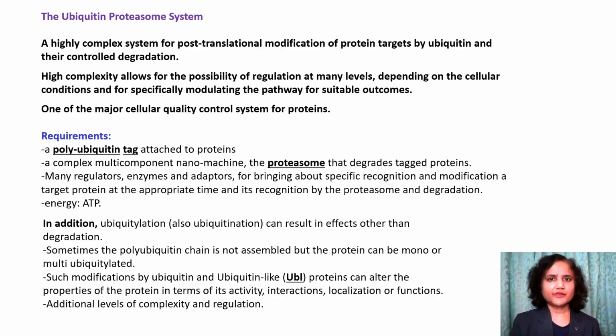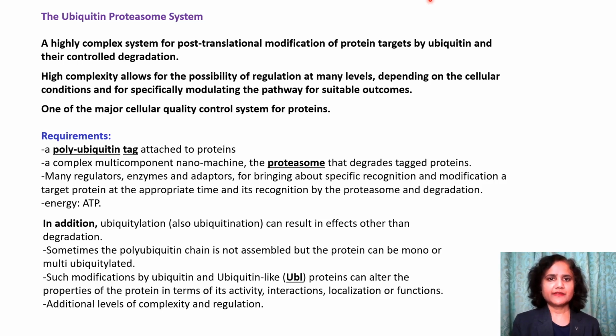The ubiquitin proteasome system is a highly complex system for the post-translational modification of protein targets by ubiquitin and for their controlled degradation. This complexity allows for possibilities of regulation at multiple levels, depending on the cellular conditions, and also for specifically modulating the pathway for the desired outcomes. It's one of the main cellular quality control systems for proteins inside the cell.